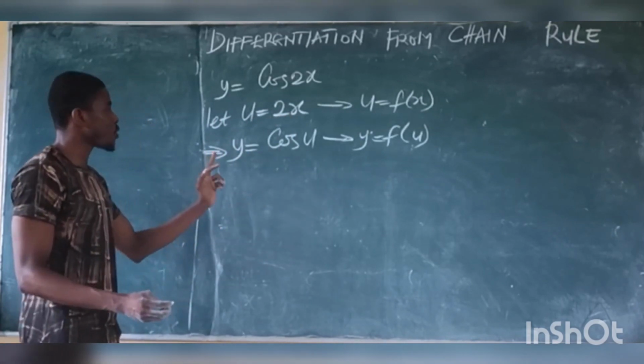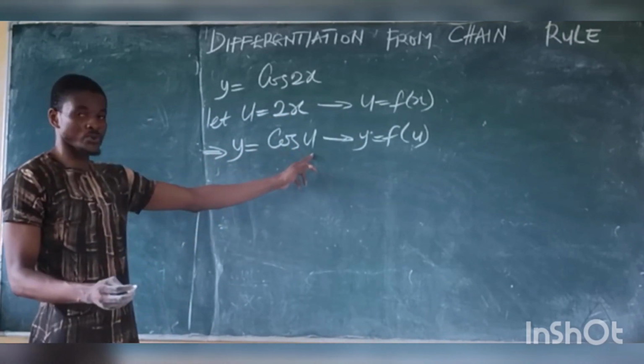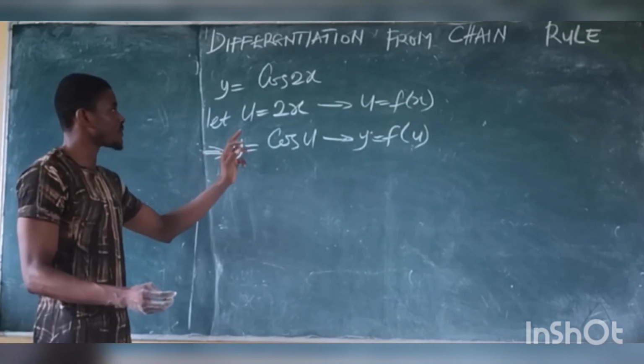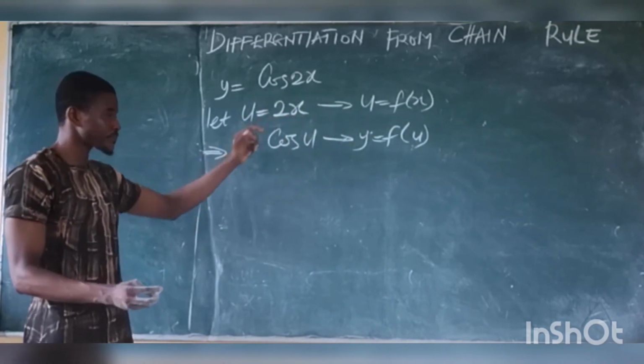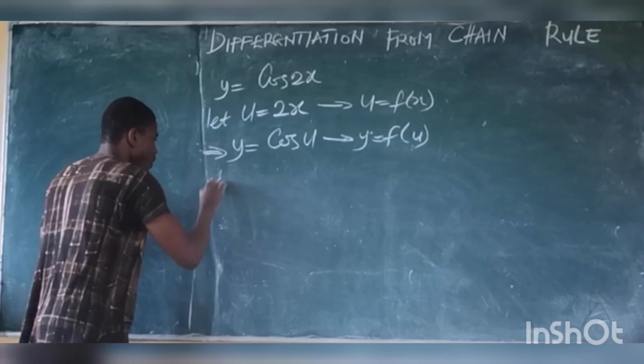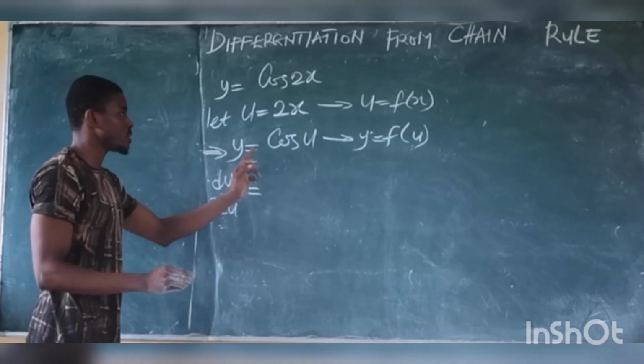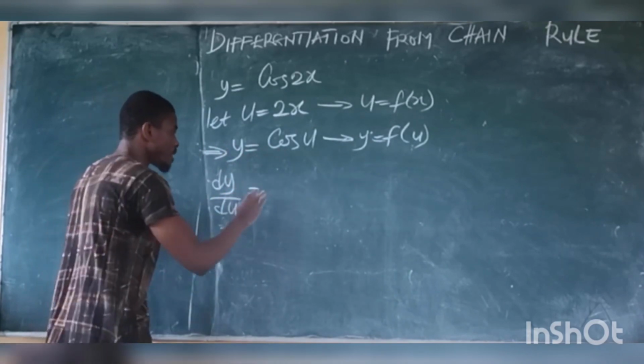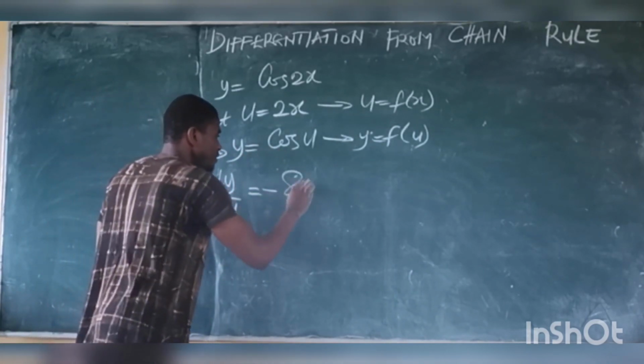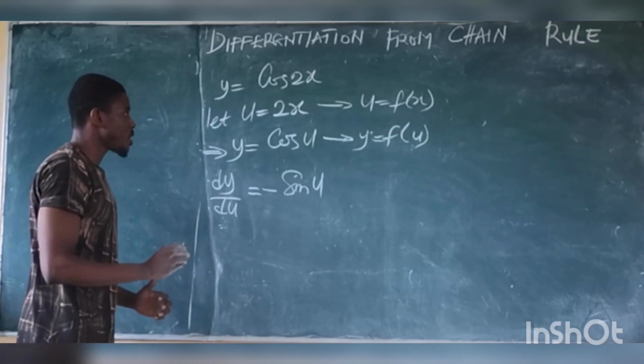So this means I can only differentiate y with respect to u. It also means I can only differentiate u with respect to x. Alright, so simply dy du, if I'm differentiating y now with respect to u, if I differentiate cos u, I'm simply going to have minus sine u. So you have this.